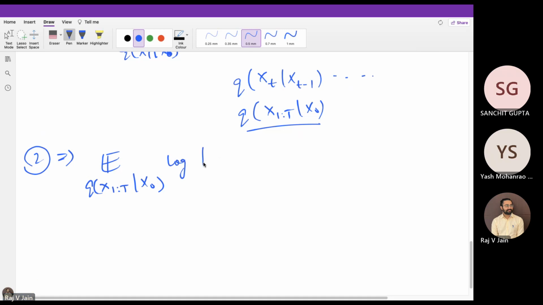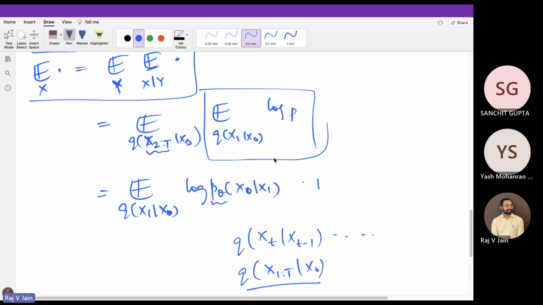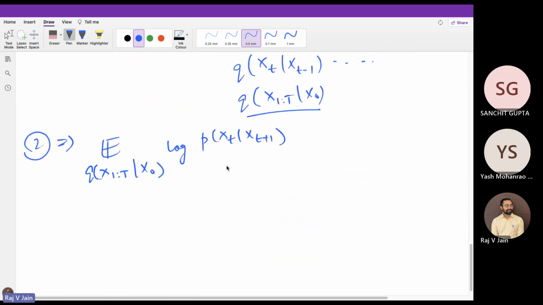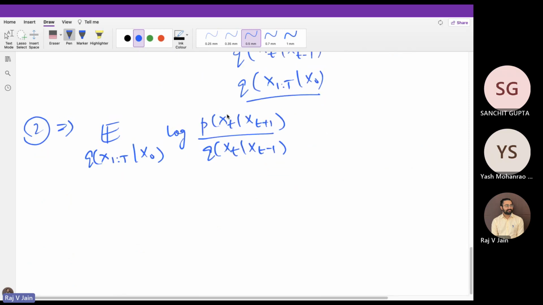Log of p of xt given xt plus 1 divided by q of xt given xt minus 1, right? We have this expectation. Now, a similar sort of thought process can be applied here. What would this intuitively turn out to be? What would this expectation turn out to be?